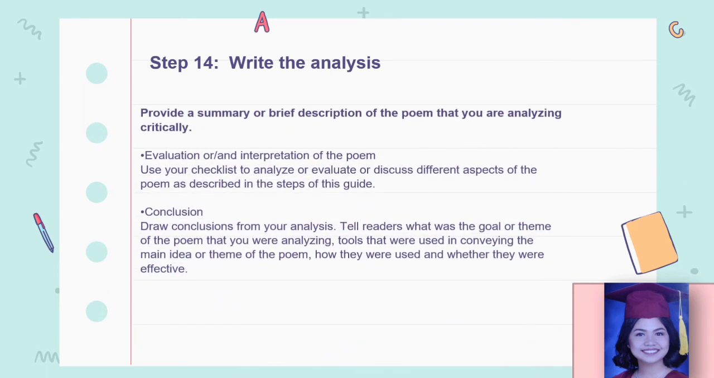Provide a summary or a brief description of the poem that you're analyzing critically. Then the evaluation and interpretation of the poem. Use your checklist to analyze, evaluate, or discuss different aspects of the poem as described in the steps of this guide. Lastly is the conclusion. Draw conclusions from your analysis. Tell readers what was the goal or the theme of the poem that you were analyzing, the tools that were used in conveying the main idea or the theme of the poem, how they were used, and whether they were effective.